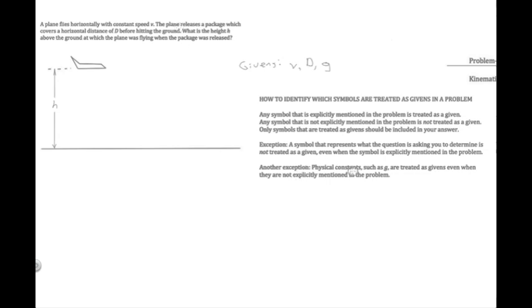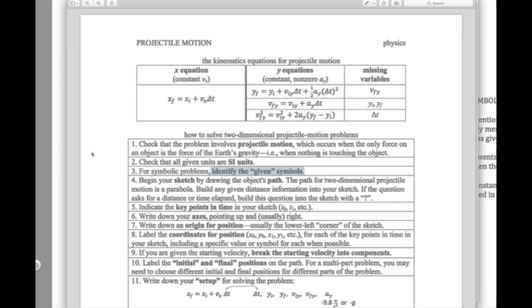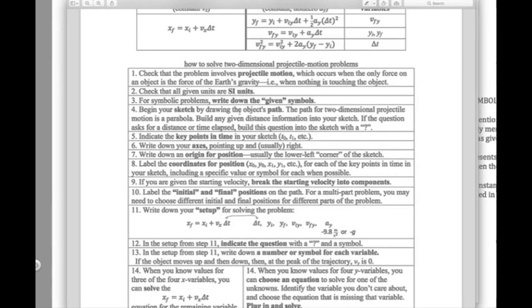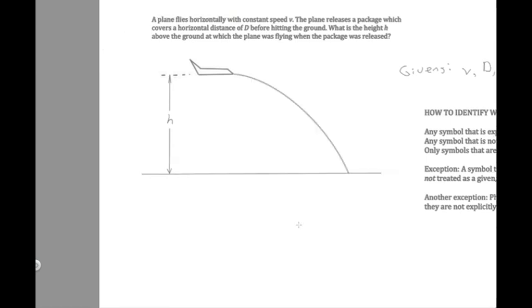And again, one reason why this is important is that these are the symbols that we are allowed to include in our final answer. I recommend that you don't just identify them in your head. I recommend you actually write down the given symbols. Now we'll move to our next step of drawing the sketch. Remember that our sketch here is going to be a parabola. So let's draw that sketch.